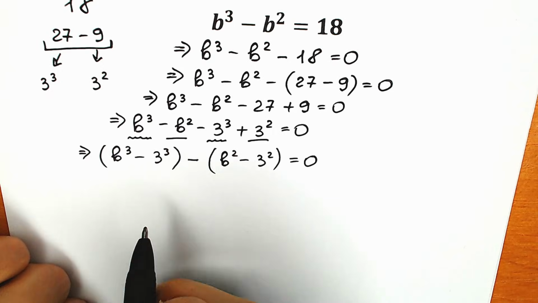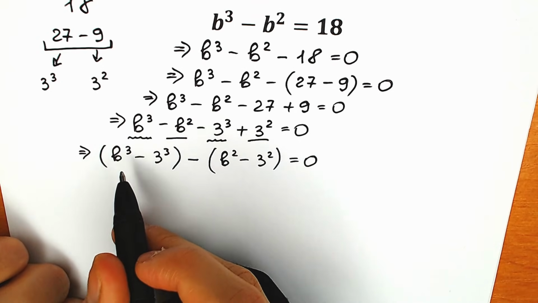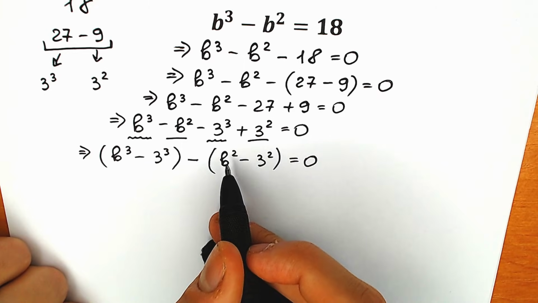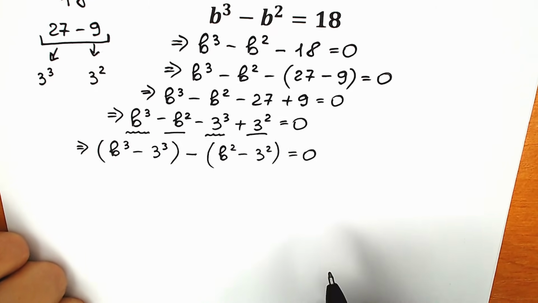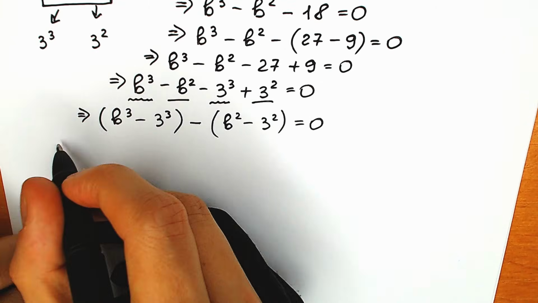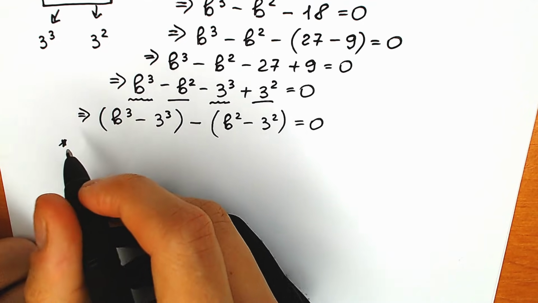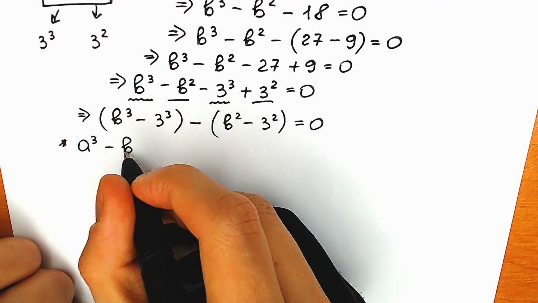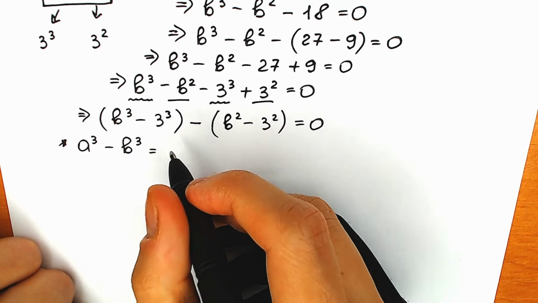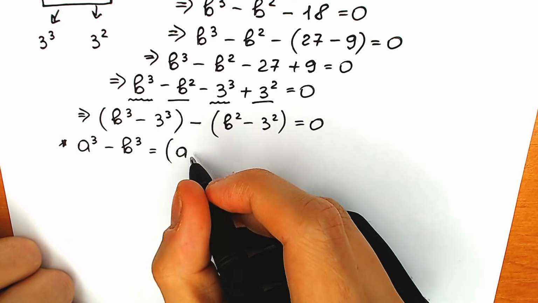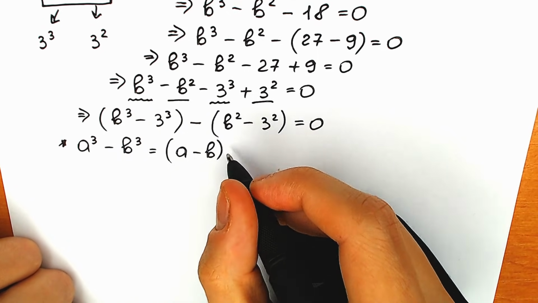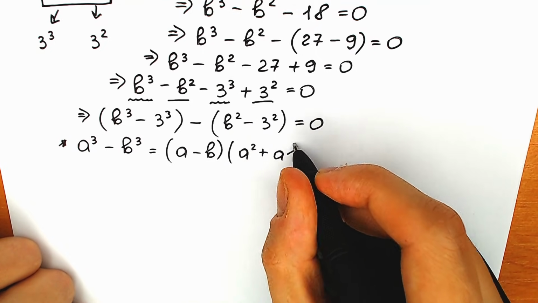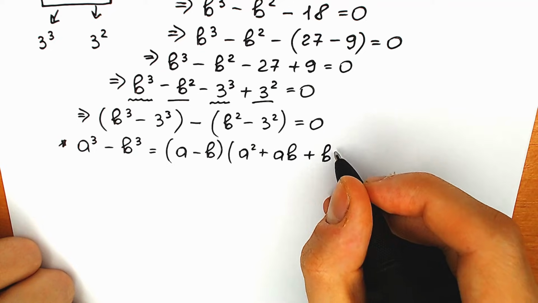What we're going to do next? Right now, let's scan what we have. In the first parenthesis, we have a difference of 2 cubes. In this parenthesis, we have a difference of 2 squares. So let's remember these formulas from school, okay? The first formula: a cubed minus b cubed, so the difference of 2 cubes, equals a minus b, and in another parenthesis, we have a squared plus ab plus b squared.